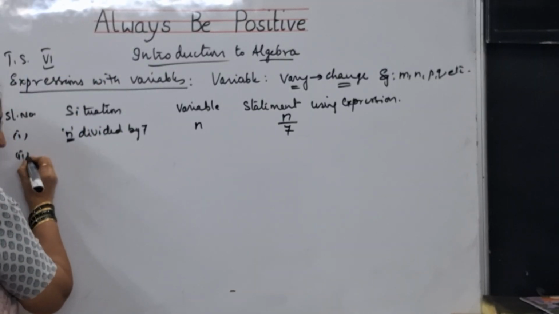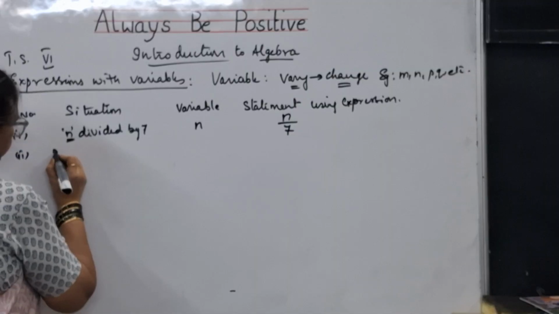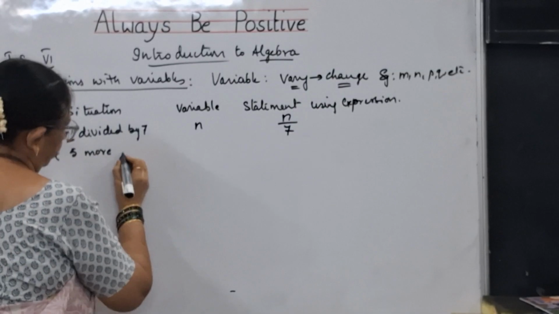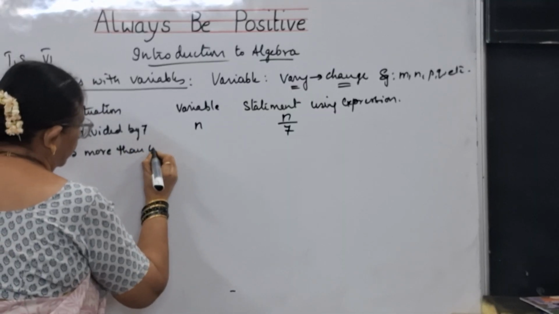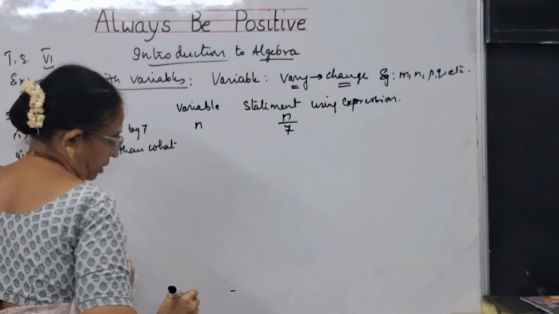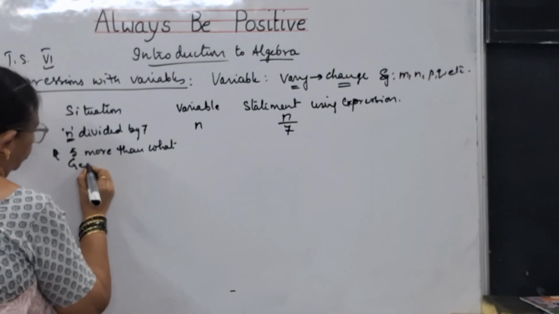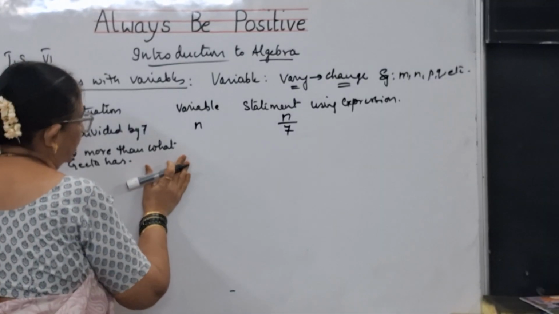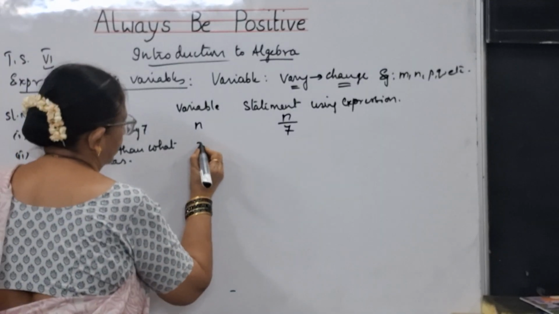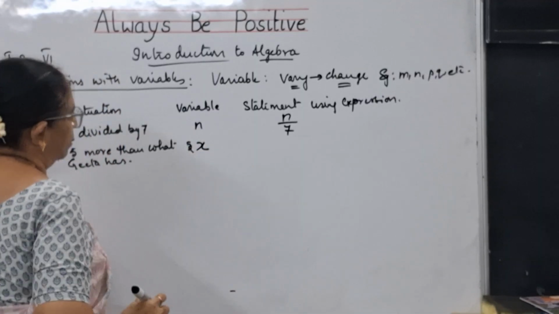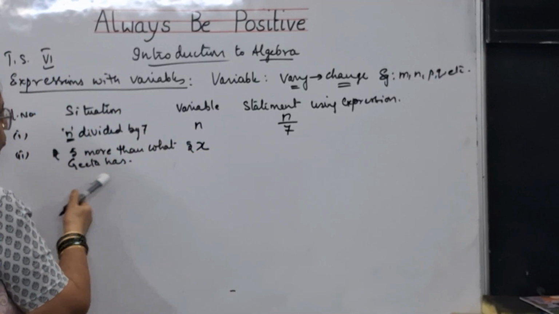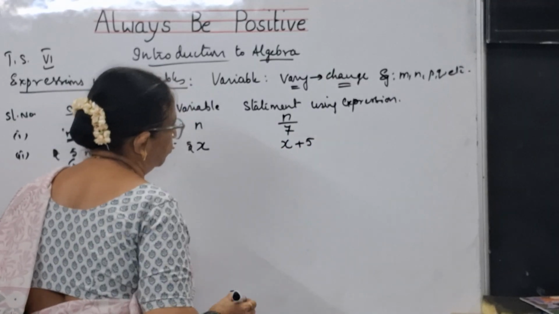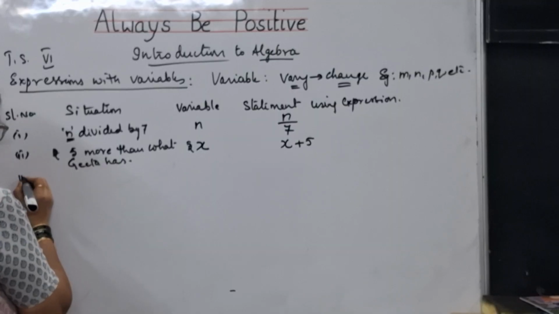And second one, rupees 5 more than what Geeta has. So whatever is the amount that Geeta is having, we have to consider. Let me consider it as rupees x. And what is the statement? 5 more than what Geeta has. Geeta has x. More means plus. How much more? 5. x plus 5 is the expression.